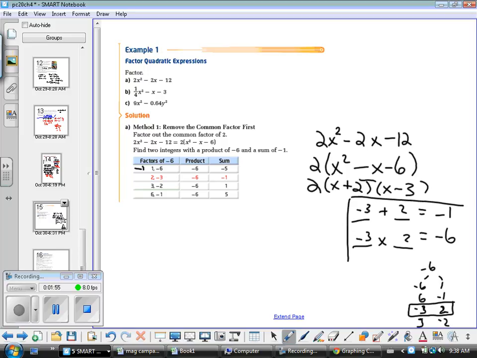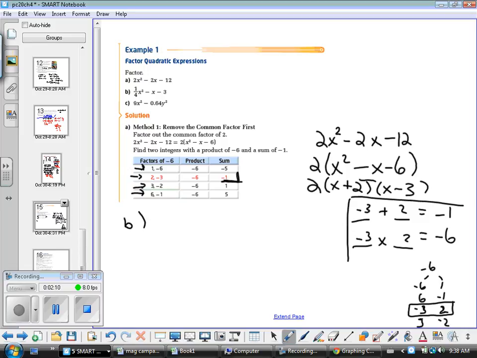So just a quick look at their table. They list all the factors, just like I did there, and then they have a table that shows their product and their sum. And I think most people would stop right there, because they would know that that's the right one. But that's another way to do it, is just write out that table.